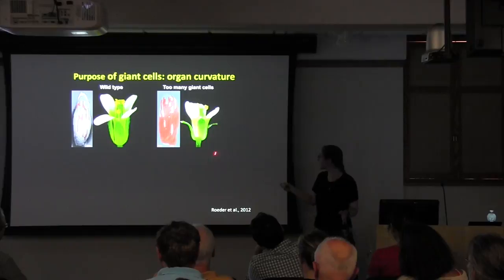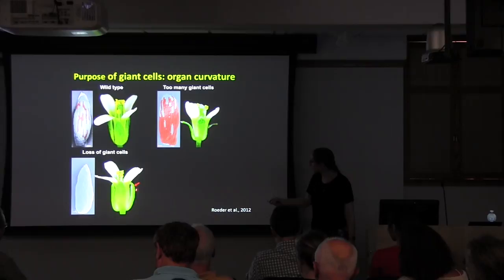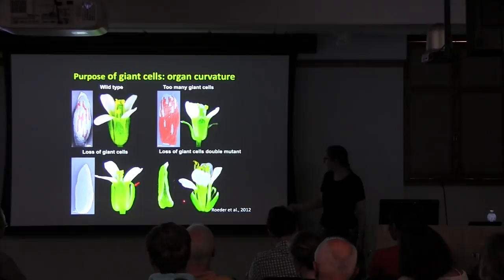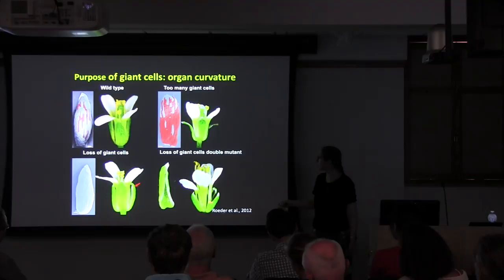If we have sepals with no giant cells, they have a very subtle inward curvature defect. They're curved too much inward. They're not straightening up as the flower blooms to sit nicely along the base of the flower. And if we have a double mutant that loses giant cells, then the sepals start to roll up on themselves. You see it's completely rolling up. And because of this, it's not protecting the flower very well either. So giant cells have a role in sepal curvature.